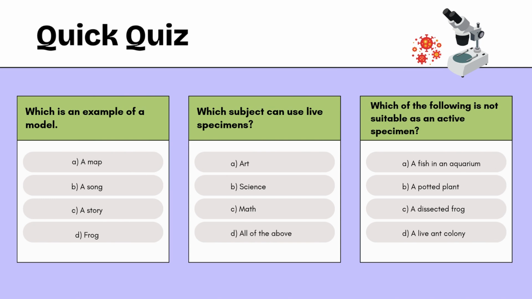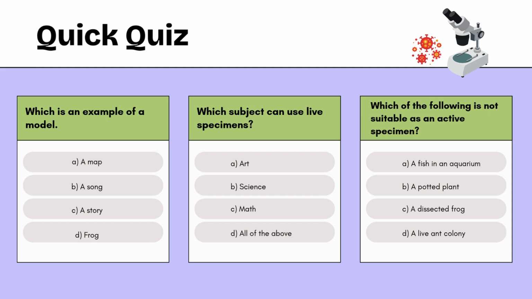Alright, now we have come to the end of our video. So now it's quick quiz time. You'll have just a few seconds to guess the answer. Question 1. Which of these is an example of a model? A, a map. B, a song. C, a story. D, a frog.